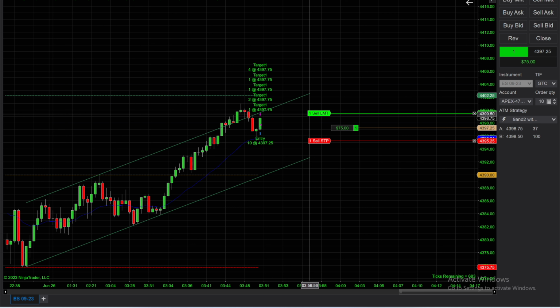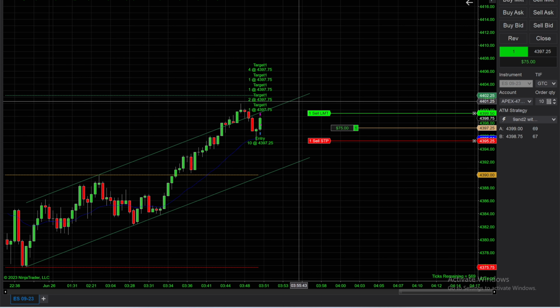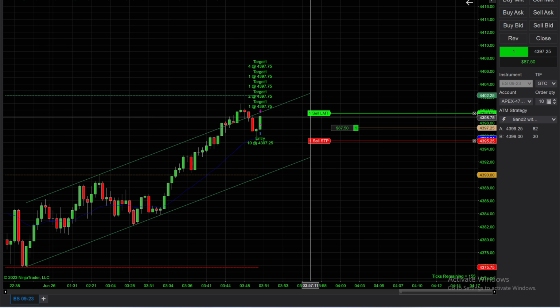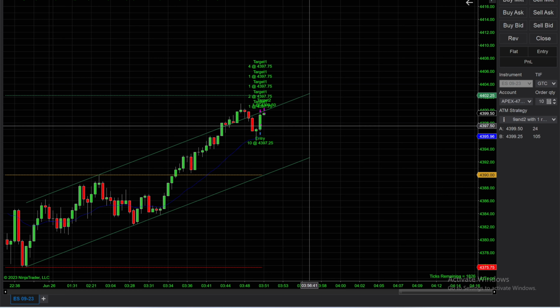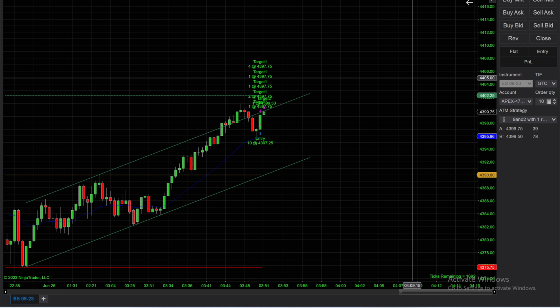As you can see, it's slowly going up. The market today was pretty slow. It's been sluggish this past week, but as you can see, it moved up just a little bit, and then sure enough, it hit my target and hit my runner target, and I'm up.